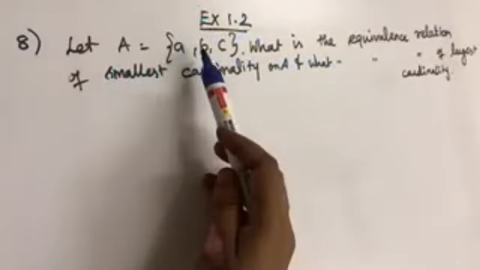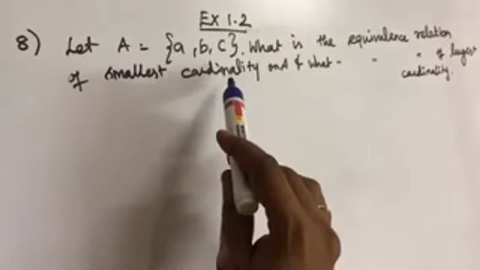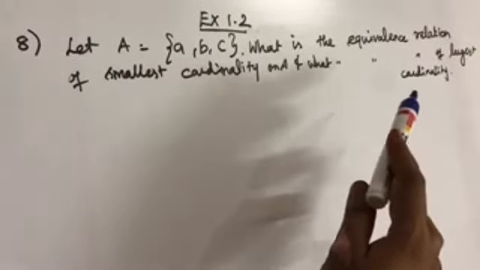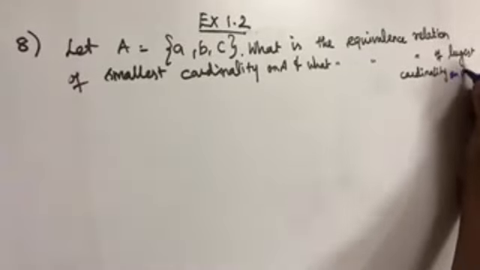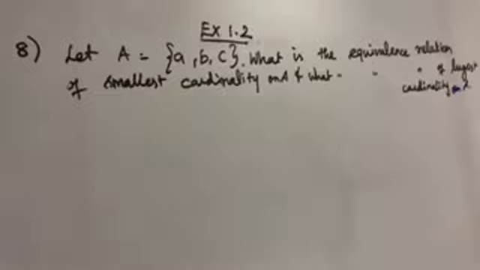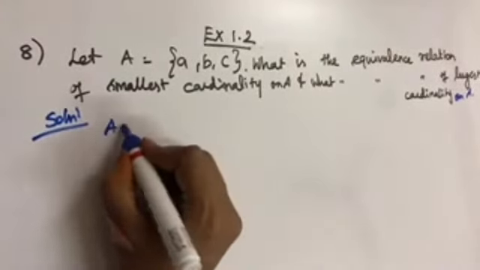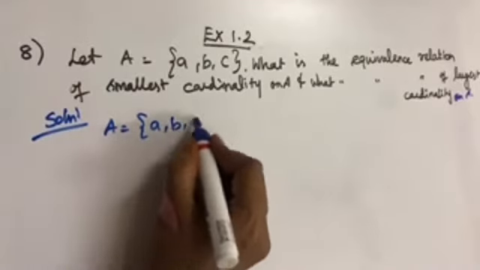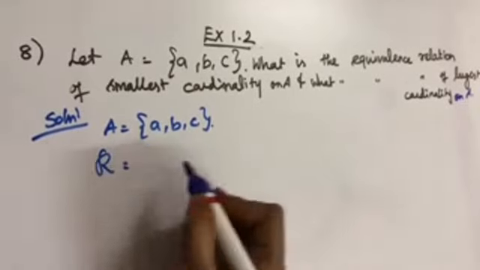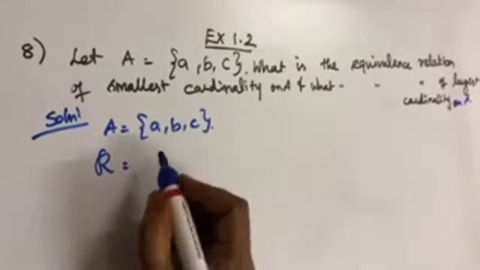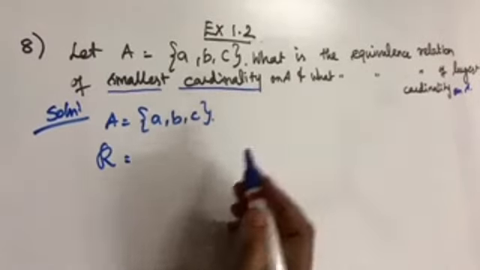A is equal to the set of A, B, C. What is the equivalence relation of smallest cardinality on A, and what is the equivalence relation of largest cardinality on A? Okay. So the set A contains 3 elements A, B, C. So I have to write the equivalence relation, or the set of terms, okay, that has the smallest cardinality, the minimum number.